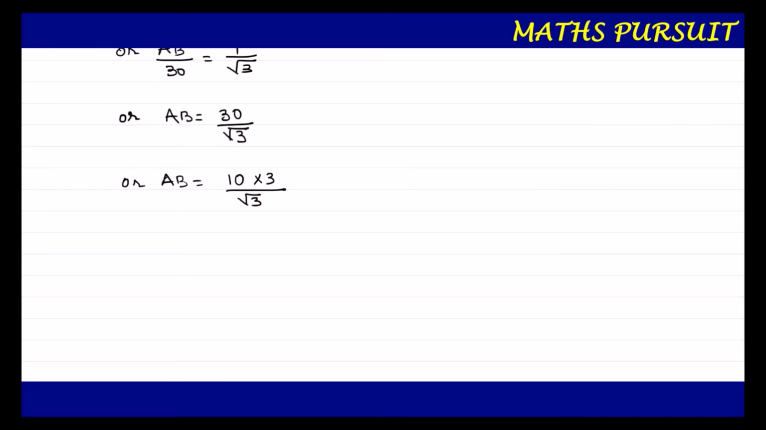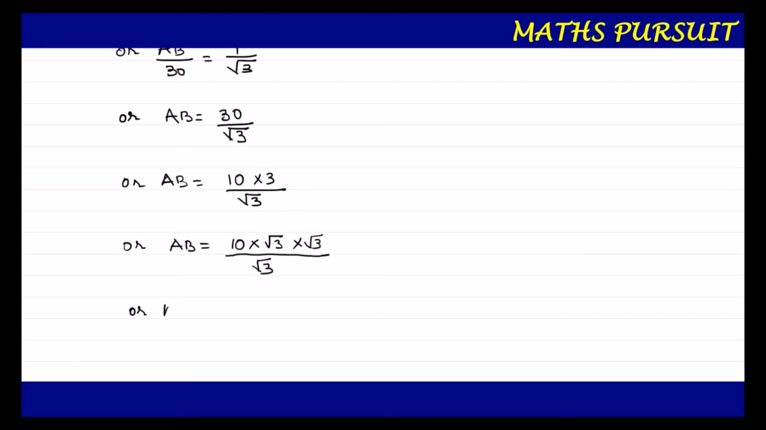Or I can write AB is equal to, see why I wrote 10 into 3? Because in the denominator we have root 3. We need to eliminate this root 3. In order to eliminate root 3, we require root 3 into root 3. So keeping the root 3 in view, I wrote 10 into 3 instead of 30. Instead of 3, I can write root 3 into root 3. If I write root 3 into root 3, nothing wrong is going to happen, because root 3 into root 3 is 3 upon root 3.